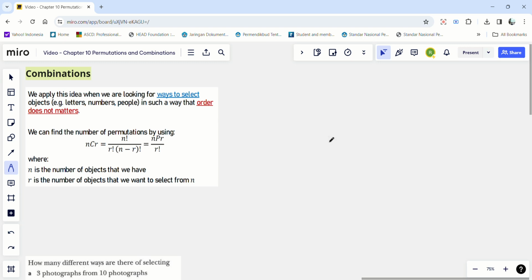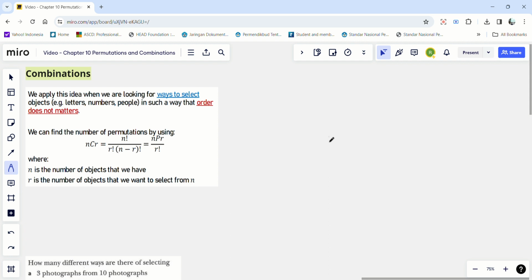Hello everyone. In this video, I'll be discussing the very final topic of the chapter Permutations and Combinations, which is all about combinations. In the previous two videos, I already discussed the idea of factorial notations, arrangements, as well as permutations. So we come to the final part of the chapter, which is about combinations.